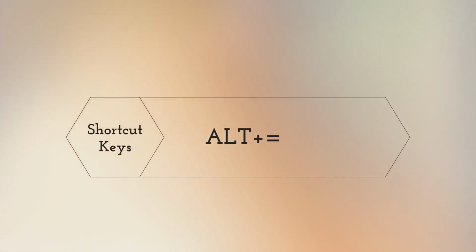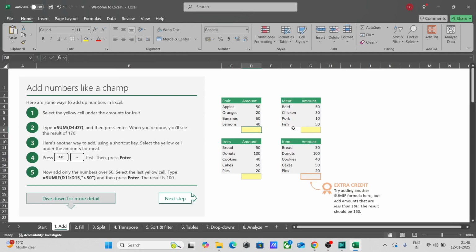Method 2. Using the Alt plus = shortcut. The second method is to use the shortcut keys, which save even more time. First, select the cells by using Ctrl plus mouse and simply press the shortcut Alt plus =. Your total calculation is ready in just 1 second.